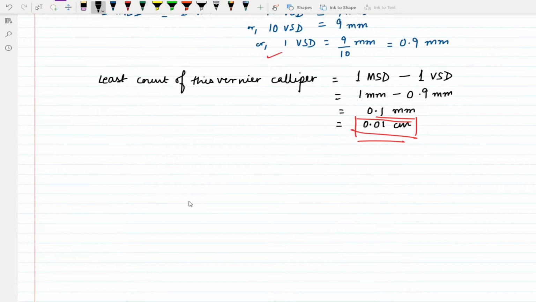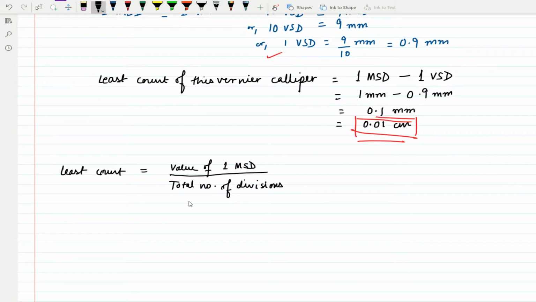Okay, now there is another formula for the least count of a vernier caliper. Least count equal to value of one main scale division upon total number of divisions in the vernier scale.